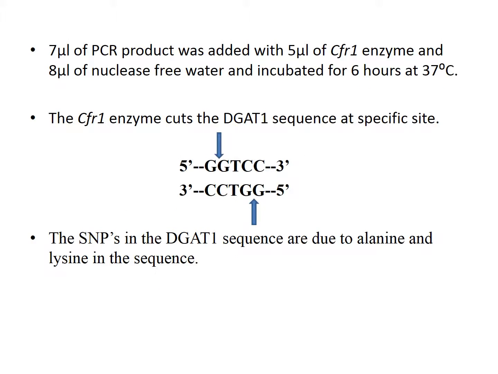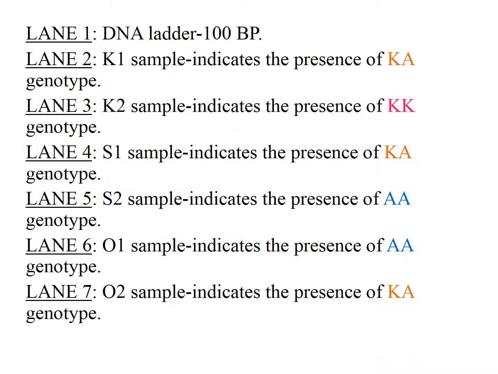7 μl of PCR product was added to 5 μl of CfrI enzyme and 8 μl of nuclease-free water, and incubated for 6 hours at 37 degrees centigrade. The CfrI enzyme cuts the dgat1 sequence at a specific site. SNPs in the dgat1 sequence are due to alanine and lysine in the sequence. The restriction digestion activity is represented in the following.